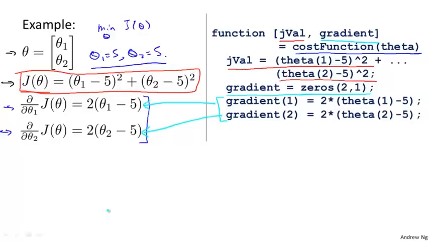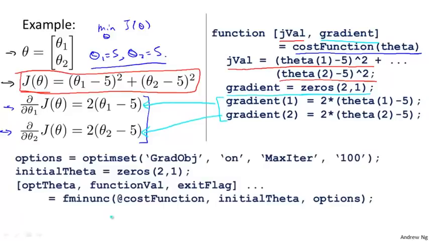Having implemented this cost function, you can then call the advanced optimization function called fminunc. It stands for function minimization unconstrained in Octave. And the way you call this is as follows. You set a few options. Options is a data structure that stores the options you want. So GradObj on sets the gradient objective parameter to on. It just means that you are indeed going to provide a gradient to this algorithm, and we're going to set the maximum number of iterations to, let's say, 100.